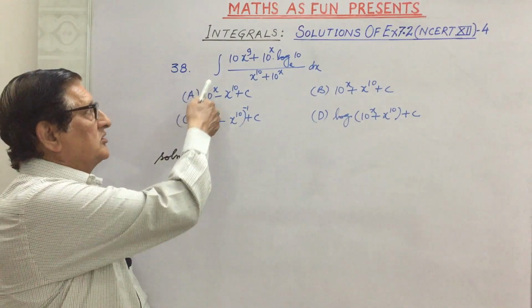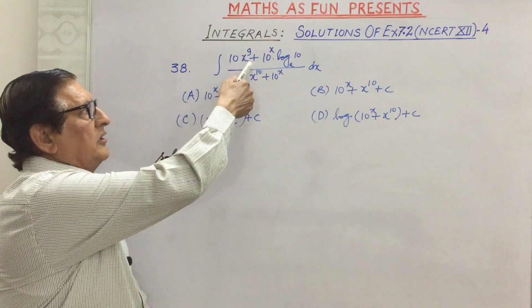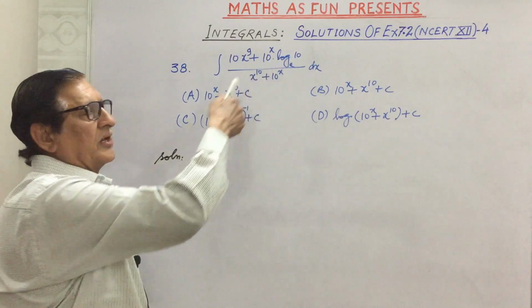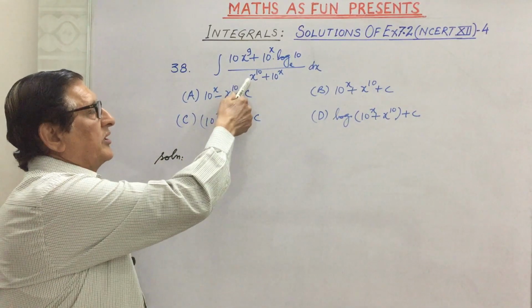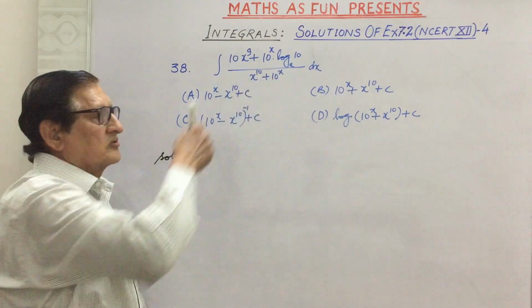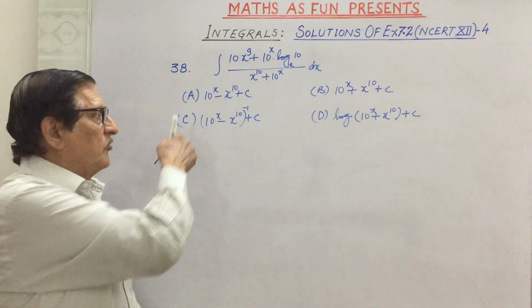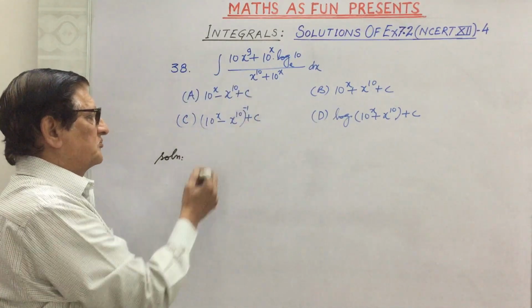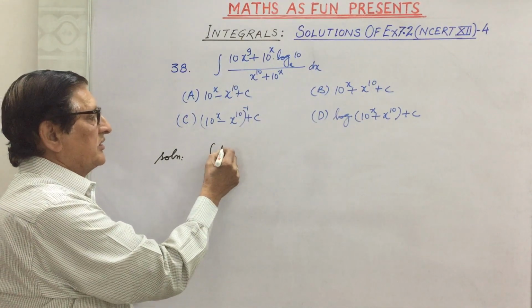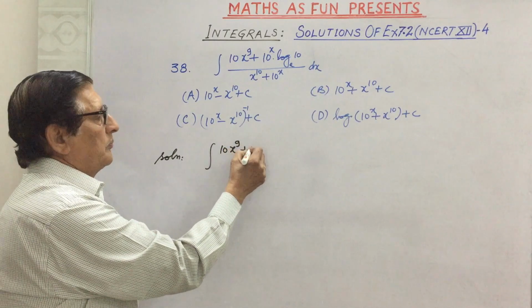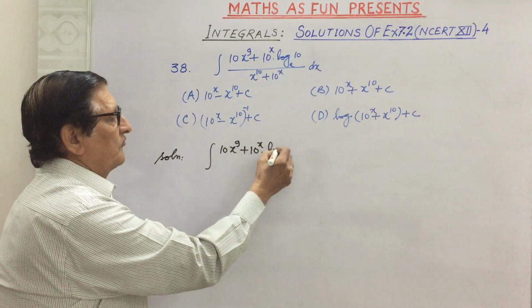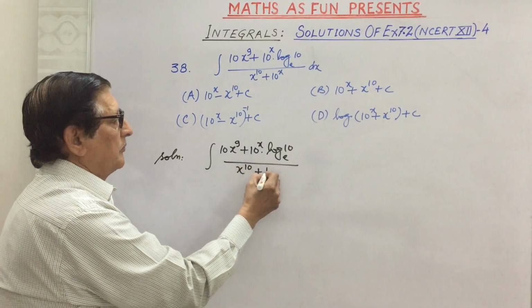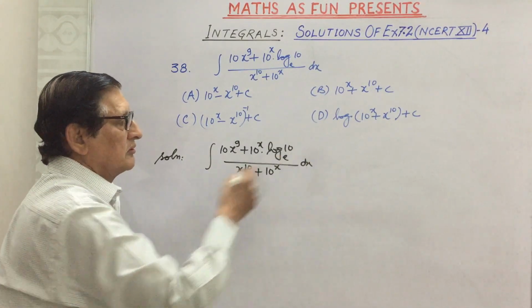Here question numbers 38 and 39 are MCQs. Question number 38 is the integral of (10x^9 plus 10^x log of 10 base e) upon (x^10 plus 10^x). And 4 options have been given to us. To find the solution of such a problem, we write the question first, that is 10x^9 plus 10^x into log of 10 with base e upon x^10 plus 10^x.